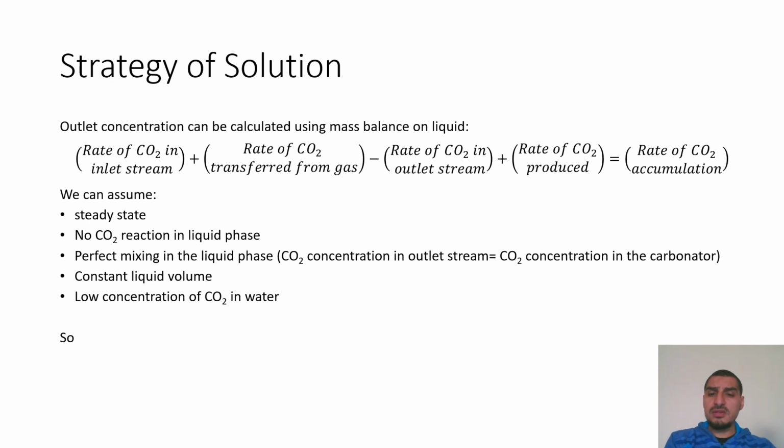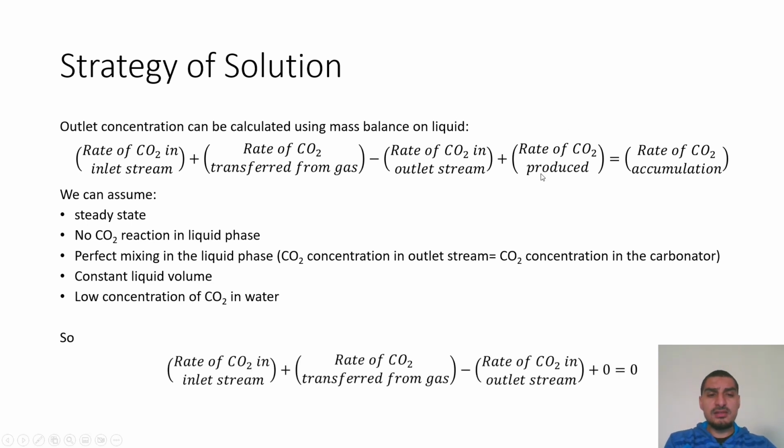So based on all this information, we can cancel these two terms of the accumulation and the production, and then we will end up with these three terms. If we want to substitute, the rate of carbon dioxide in the inlet stream is the flow rate multiplied by the concentration. So this is Q C_A in and this is Q C_A out, and this is the rate of carbon dioxide transferred, which is the flux multiplied by the cross-sectional area.